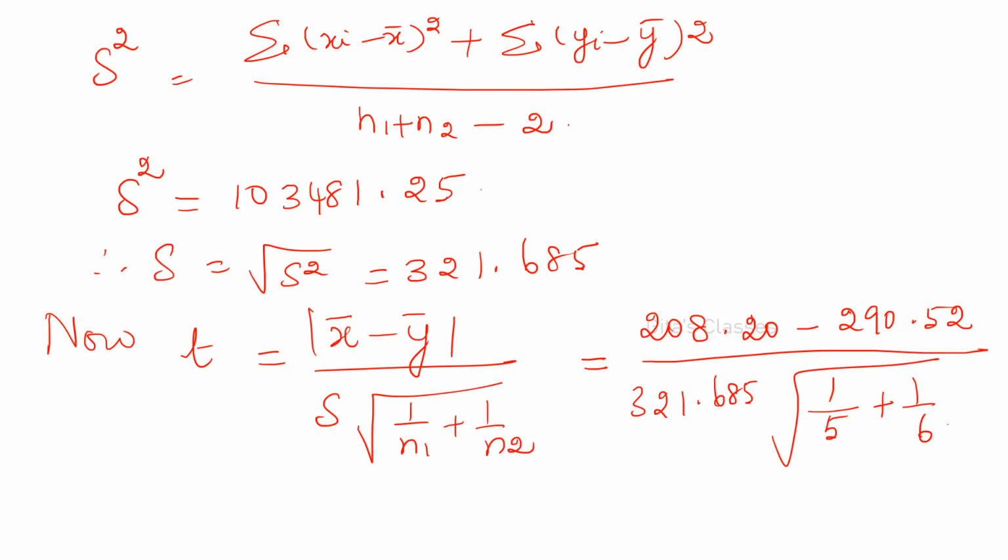And capital S squared is sigma xi minus x bar the whole squared plus yi minus y bar the whole squared divided by n1 plus n2 minus 2. This is the formula for capital S squared. And when you take the root of S squared, you will be getting 321.685. Just substitute in the t-test. This is the test statistic.